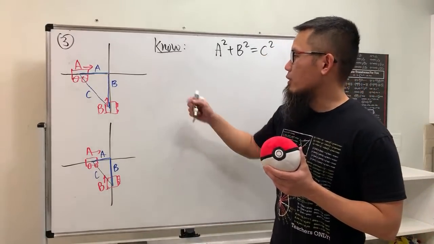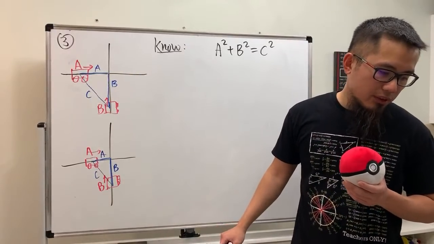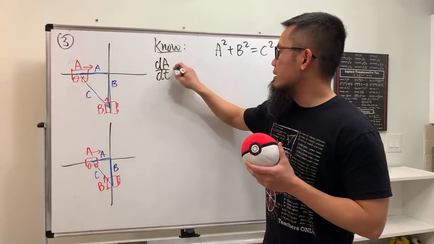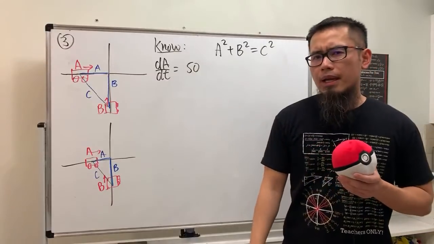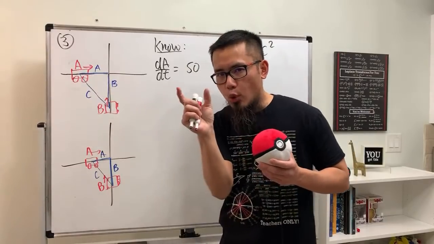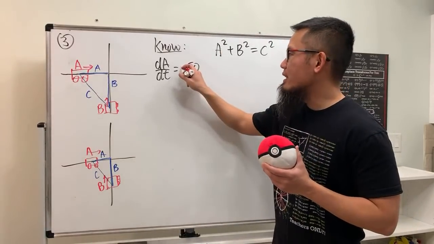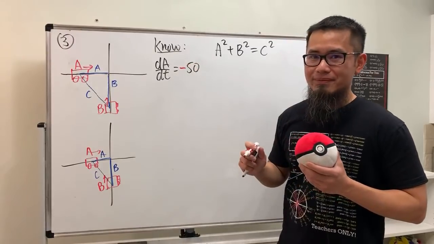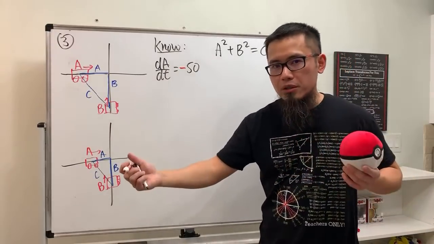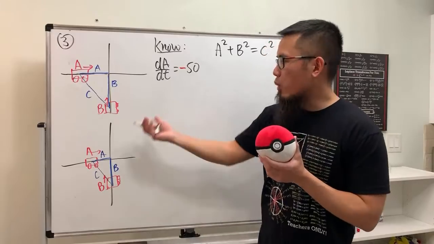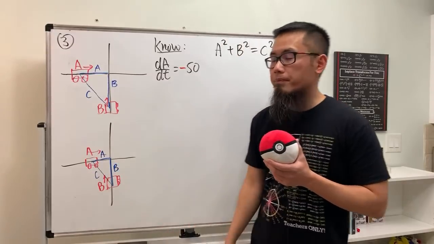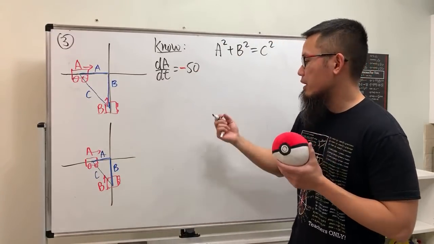Now, let's go ahead and put down what we know. It says car A is traveling 50 miles per hour, so dA/dt is equal to 50. But here's the deal. You can see that the distance right here is getting shorter and shorter, so technically this would be a negative 50. You just really have to look at the pictures. If the quantity is getting bigger and bigger, then the rate is positive. But if the quantity is getting smaller and smaller, as in this case, then the rate is negative.